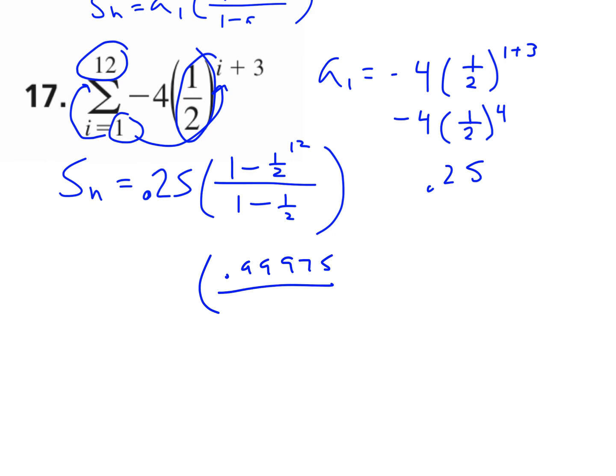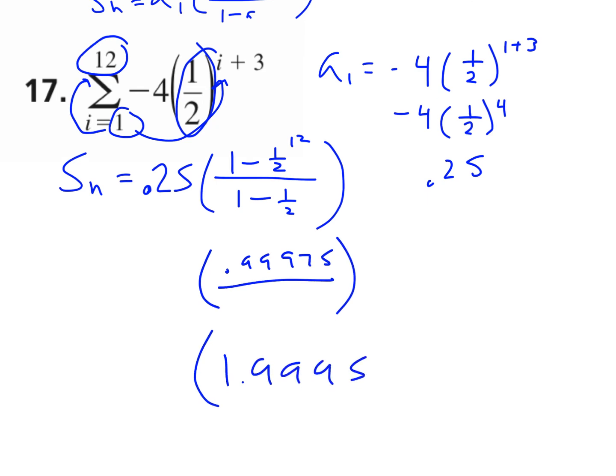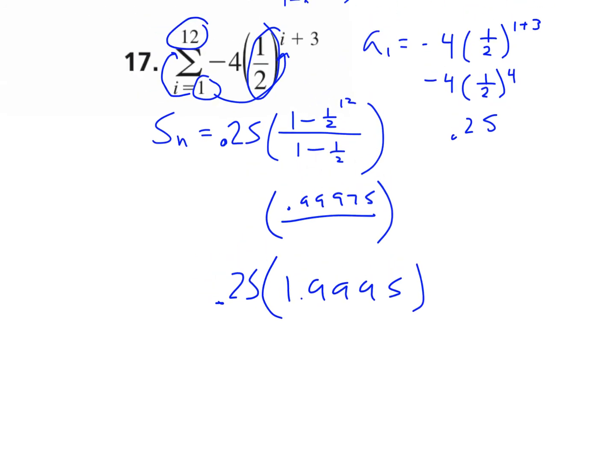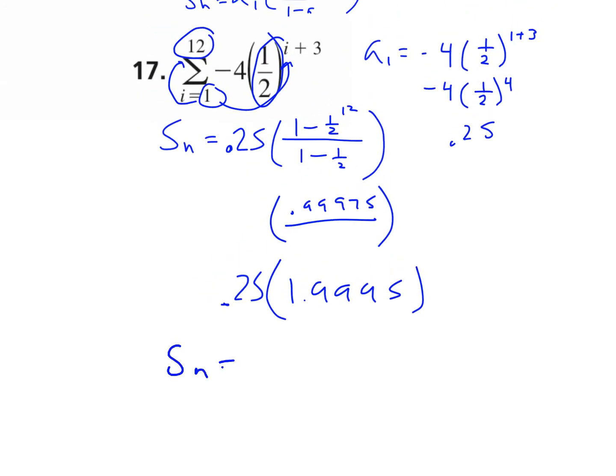So then I'm going to divide that by 1 minus 1/2, which is just 1/2. So divide it by 0.5. And I get 1.9995, and then I'm going to multiply that by 0.25. So that gives me my sum as 0.4998.